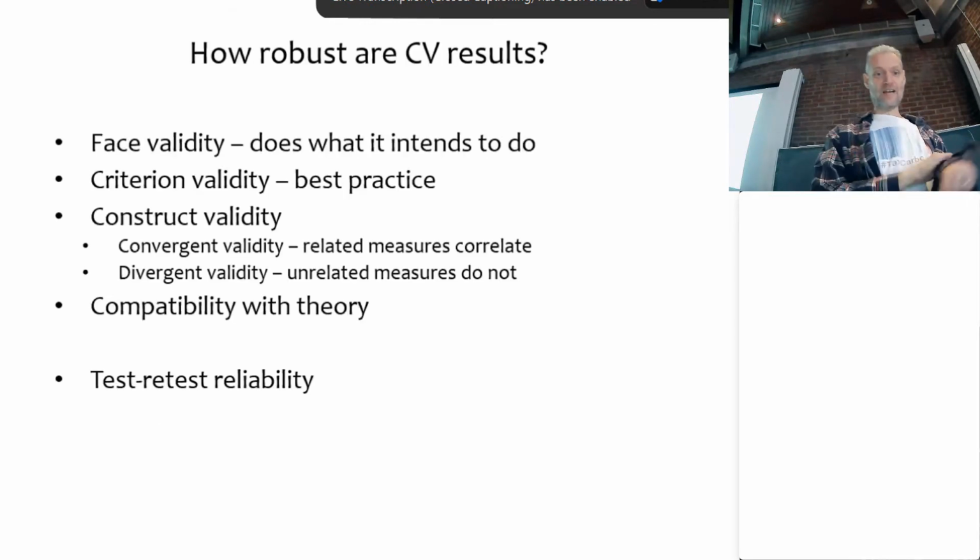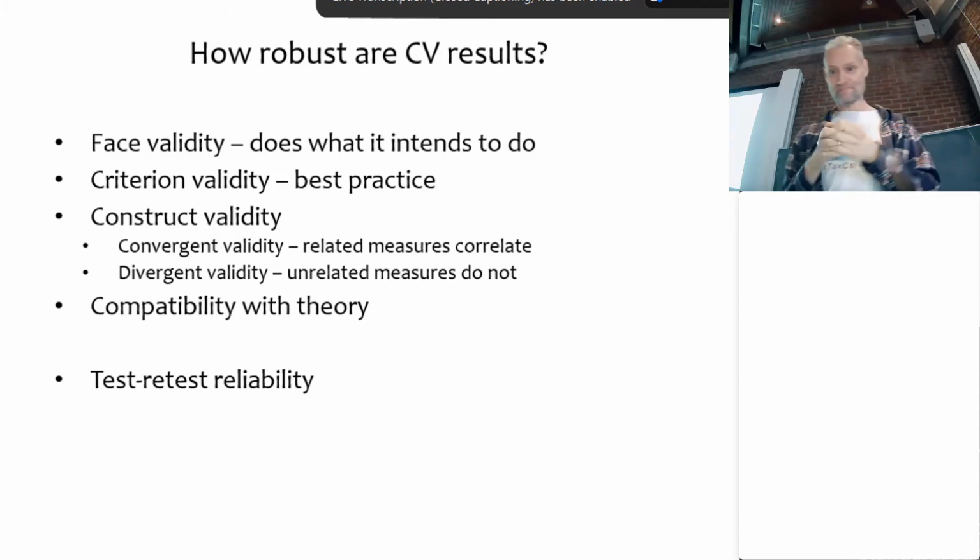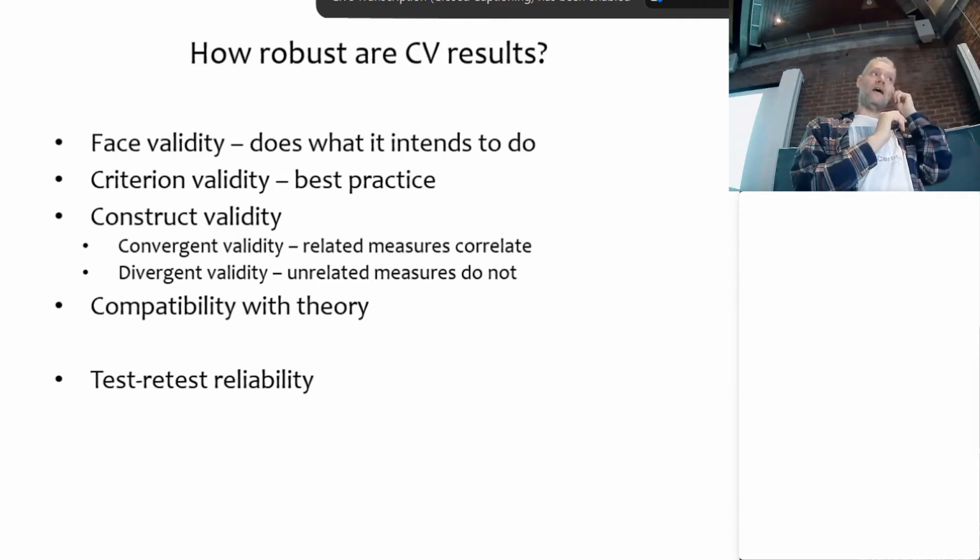So some of these things I've hinted at already. There's a million things that can go wrong in these studies, and I'm going to talk about them at some length. There are various ways of testing whether something did what it was supposed to do. And the first is so-called face validity. Does it actually do what it intends to do?